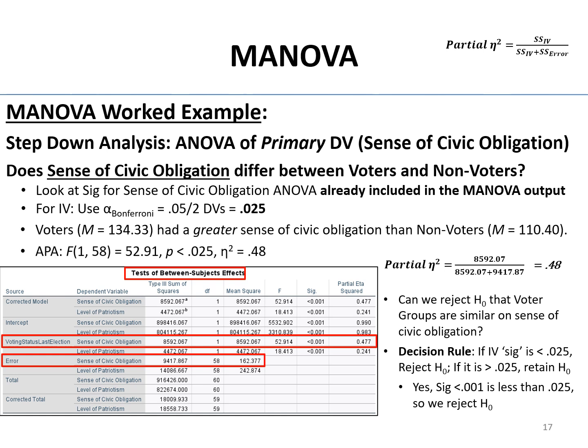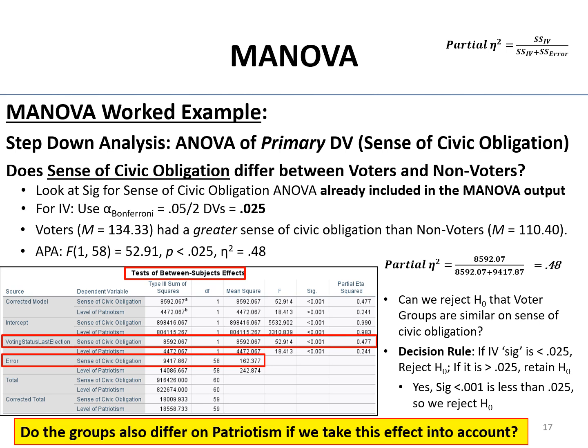There's our APA format for this, typically goes in the text, so it all comes straight from the table. We have an F with 1 and 58 degrees of freedom. It's equal to 52.91. Our p was less than our Bonferroni corrected alpha level of 0.025, and our partial eta squared was 0.48. So the question now is, do the voter groups also differ on patriotism if we take this particular effect into account? So where these two dependent variables overlap, we give it to sense of civic obligation and say, with what remains, is there a significant difference between voters and non-voters on patriotism?